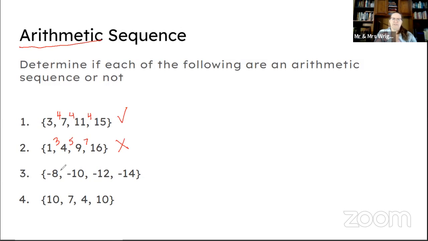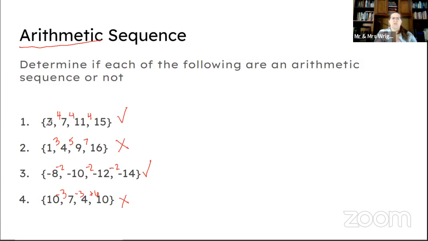All right, -8 plus 2. Oh, nope, minus 2 is -10. Minus 2 is -12, and minus 2 is -14. So this right here is an arithmetic sequence. 10 to 7, okay? 10 minus 7, 7, 8, 9, 10. Subtract 3 is the difference. 4, 5, 6, 7. Subtract 3 is the difference. But then we're back to 10 again. We added 6. So is this an arithmetic sequence?